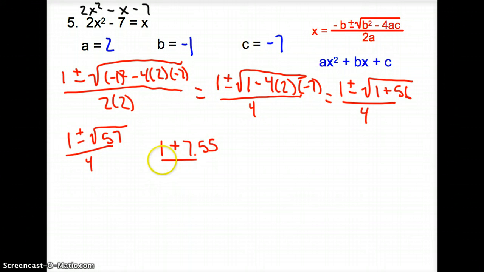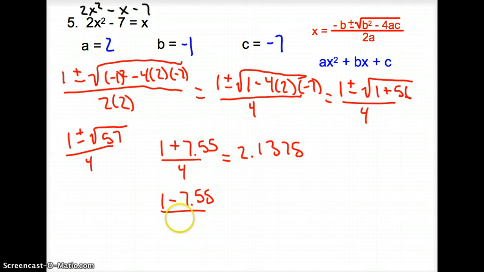7.55 all over 4, so we add that up, and that gives us, punch it into your calculator, 2.1375, and our other guy is where we subtract, where it's 1 minus 7.55 divided by 4. We add that up, divide by 4, and it's going to give us a negative 1.6375. So our two answers for this equation are 2.1375 and negative 1.6375.